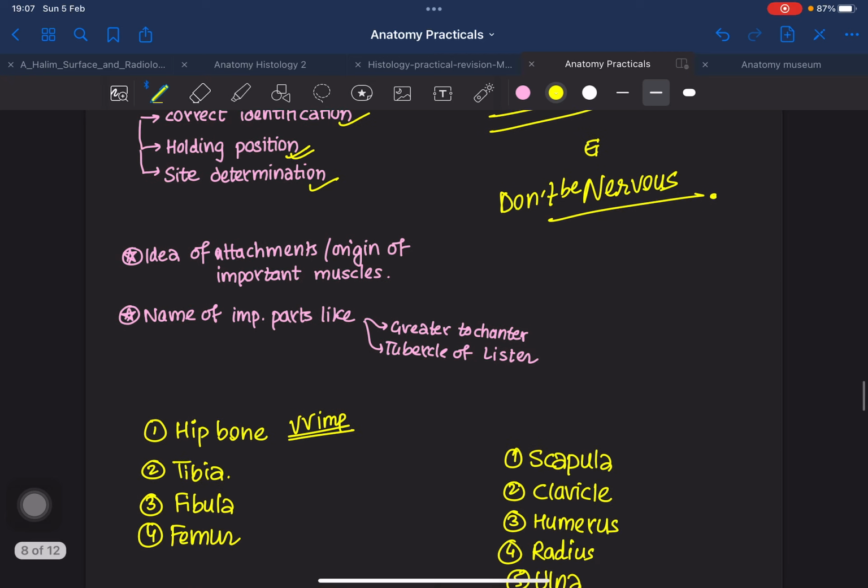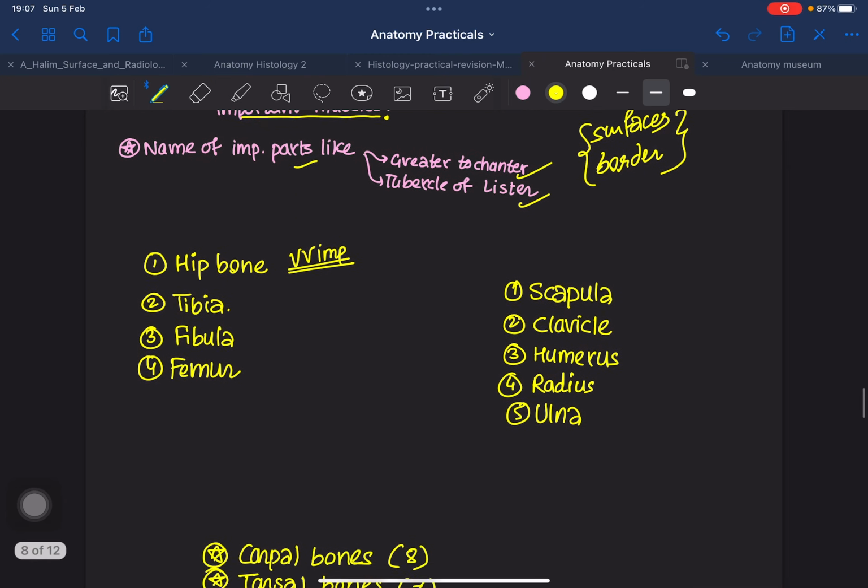Okay, the next thing you should know is the idea of the attachment, origin and insertion of the important muscles, as well as the names of the important parts like greater trochanter or tubercle of Lister or any other parts. If there is a peculiar feature of that bone, you need to know about those things as well. Furthermore, if you know about the surfaces and the borders, that is a brilliant plus point. You can tell about them and can impress your teacher as well.